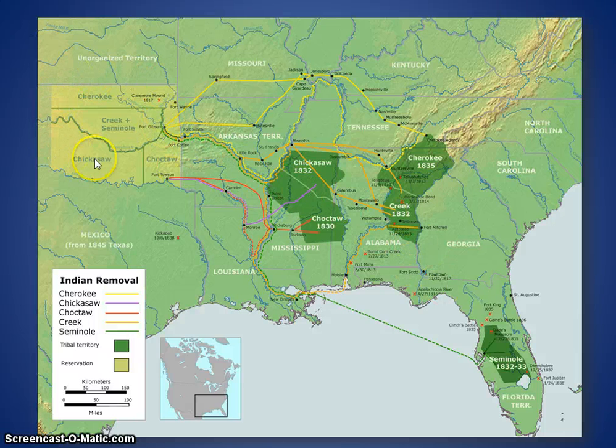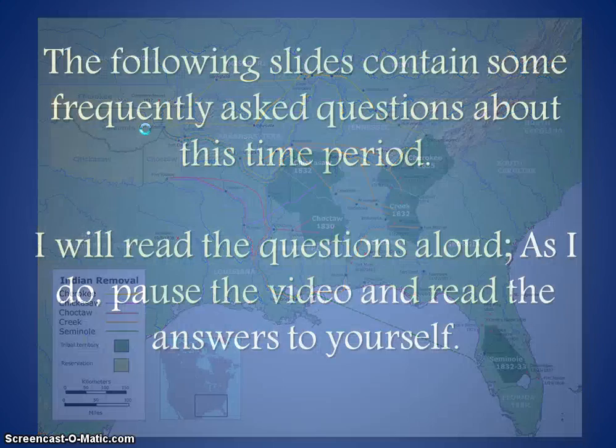And this land is some of the worst land in the United States, and these are tribal lands that the Indians had lived on for decades, for centuries, and they were forced by the military to walk all this way, the Trail of Tears, and thousands died.